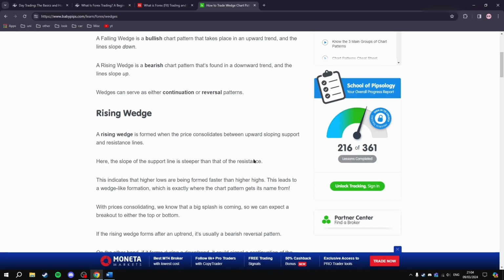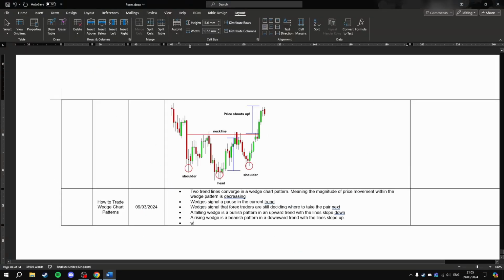Wedges can serve as either continuation or reversal patterns.